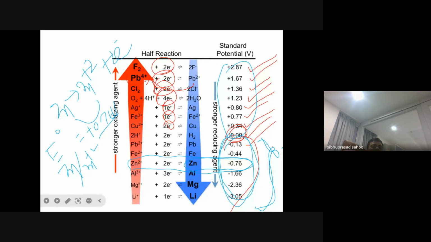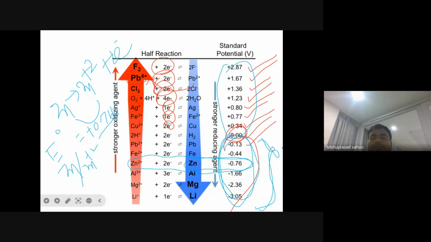At the same time, if I ask you the reduction potential of zinc, you will write Zn2+ aqueous plus 2 electrons gives Zn solid. So the reduction potential of zinc is equal to minus 0.76 volt. That means zinc is not interested to be reduced because it possesses negative reduction potential. But that is not the case in all situations.